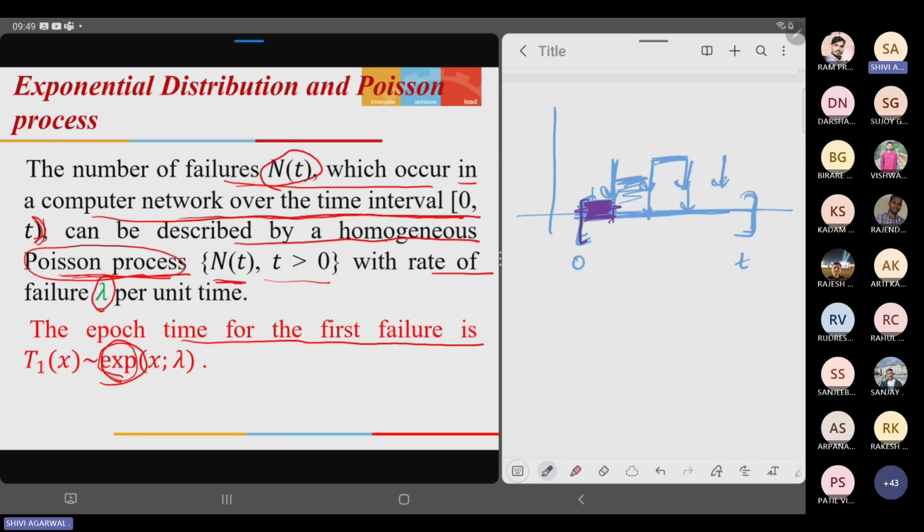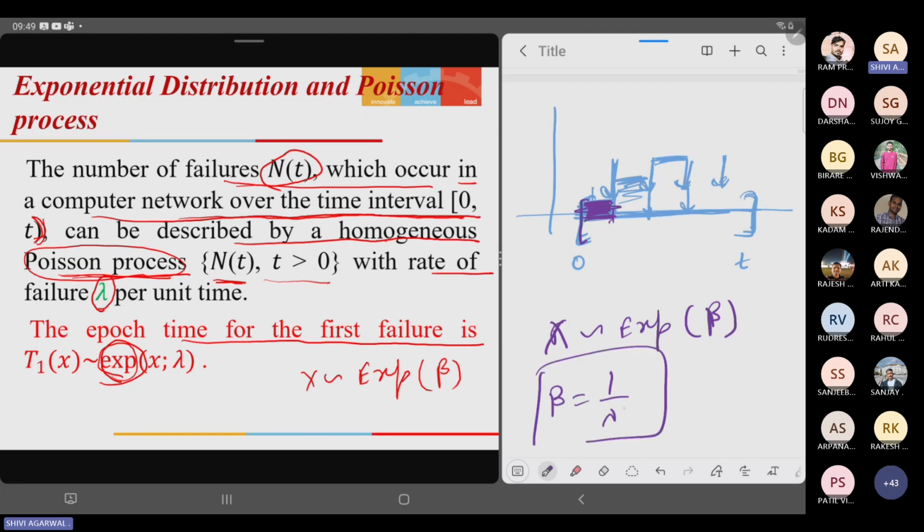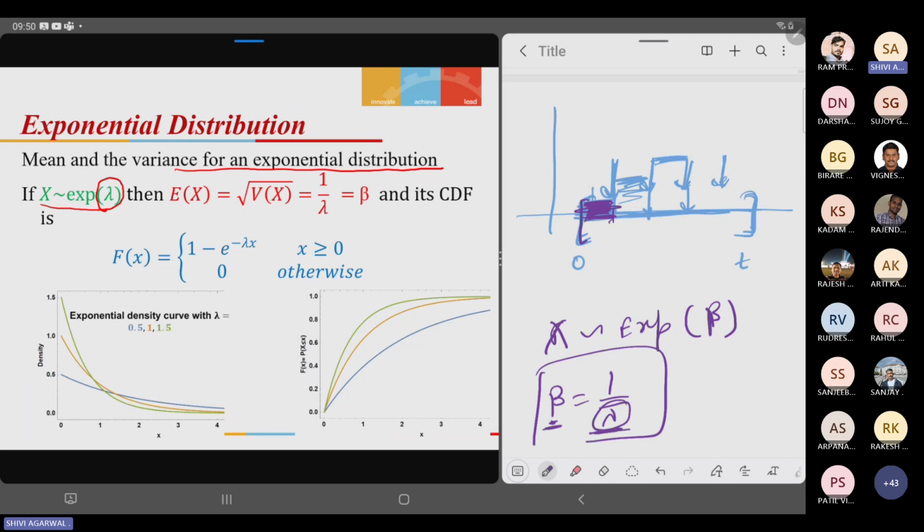So for the mean and variance of the exponential distribution, we are saying x follows the exponential distribution with parameter beta. Now beta becomes 1 by lambda, and lambda comes from the Poisson distribution, right? Beta is in time and lambda is per time, basically the number of events occurred per unit of time. So 1 upon lambda becomes beta, which is the mean of the exponentially distributed random variable.